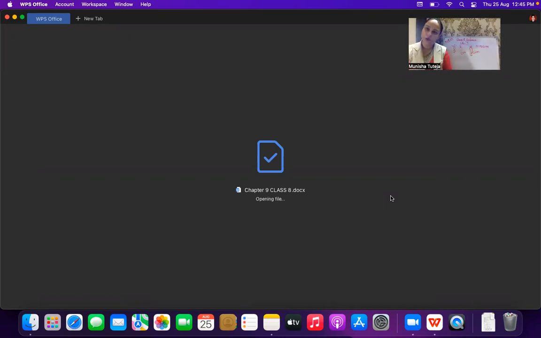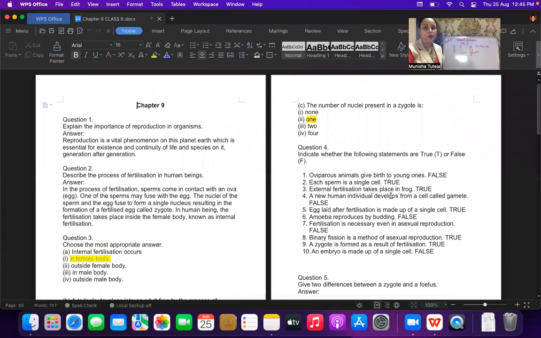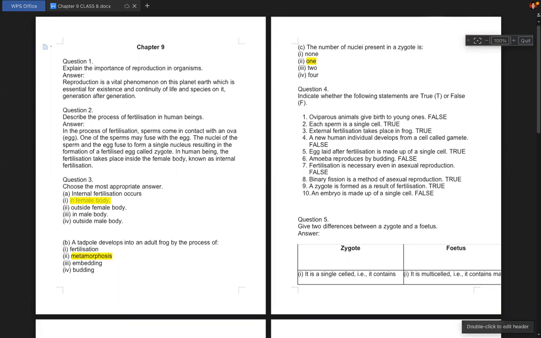As you all know, you will only do the question answers in the copies. The objective types, fill in the blanks and all these things, you can simply mark them in the book. Okay. All right. I have minimized my own screen, and you can see now.